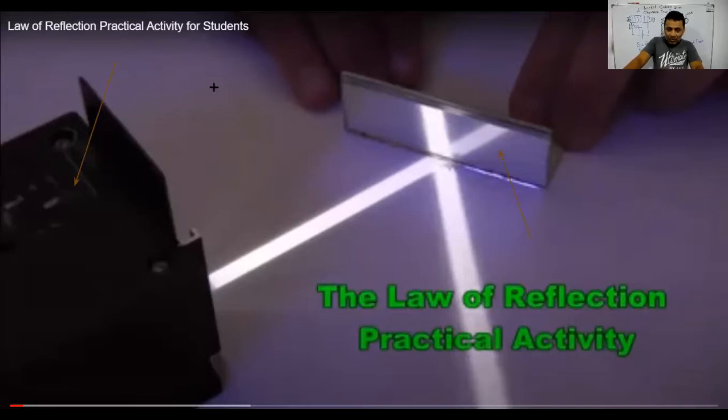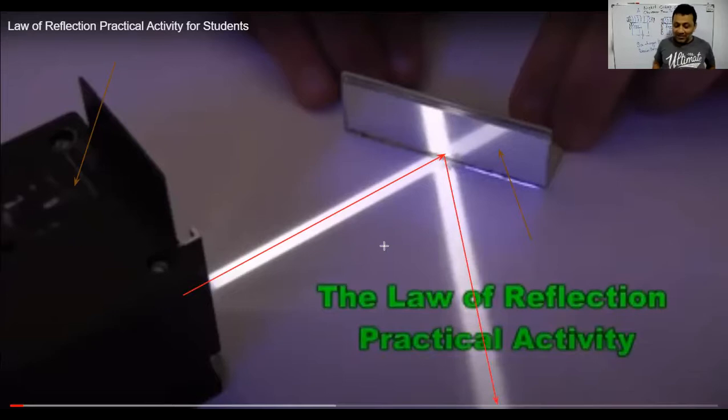From the light source, you are sending a light ray to fall on the reflecting surface. After reflection, the light ray is moving this way. So this nature is called reflection.